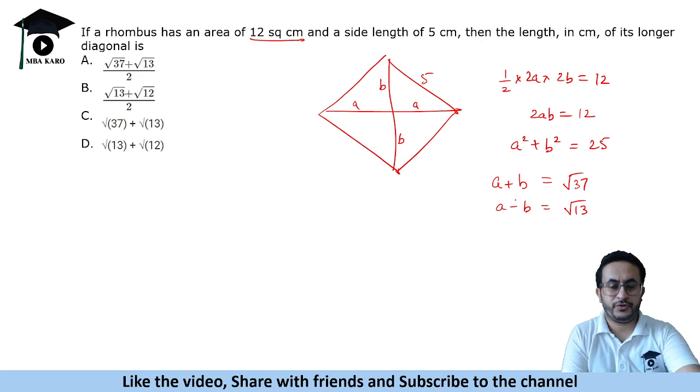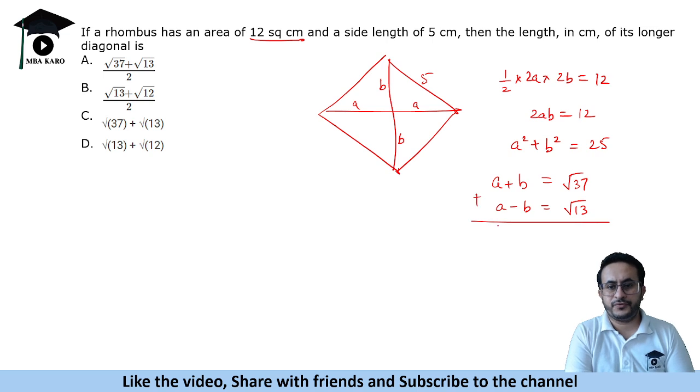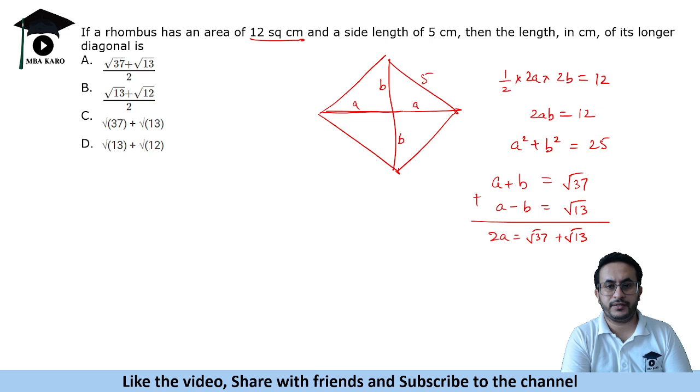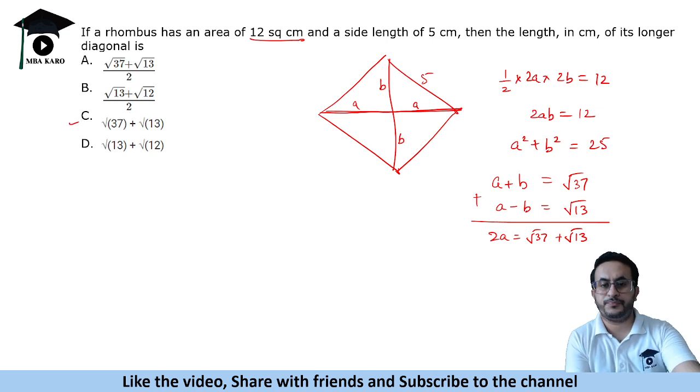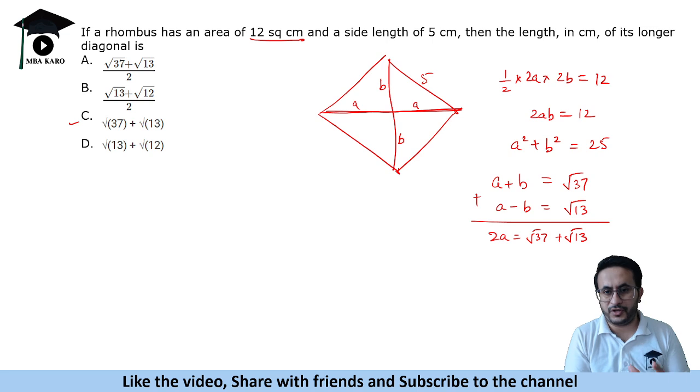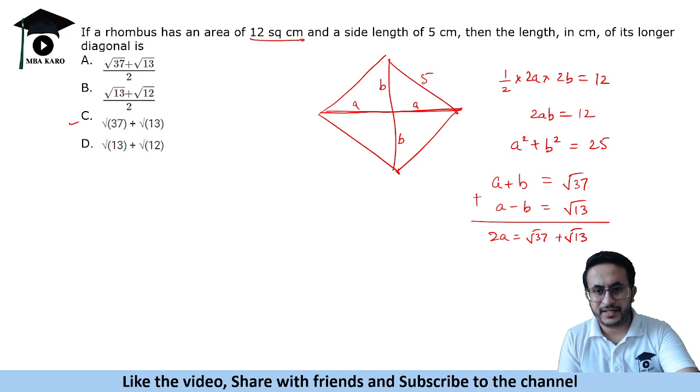Okay, so we need to find the longer diagonal. So if you add these two, we will get 2A is equal to root 37 plus root 13. Okay, so 2A is the longer diagonal. So we will get this answer. Okay, this is the algebraic way to solve this equation, and getting the answer.